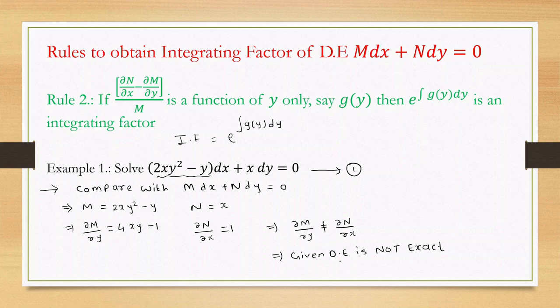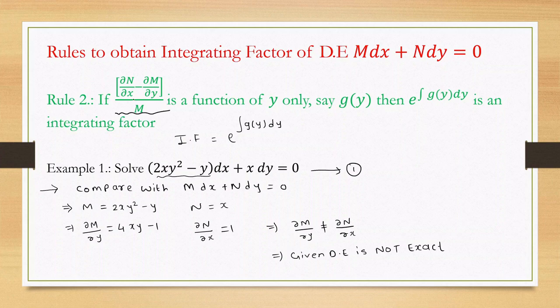Now, equation 1 is not exact, but we can convert it into an exact one by multiplying by some factor, and that factor is called the integrating factor. Now, rule number 2 says that if (∂N/∂x minus ∂M/∂y) upon M is equal to g(y), which is a function of y only, then the integrating factor is e raised to integration g(y) dy. Let us calculate this quantity.